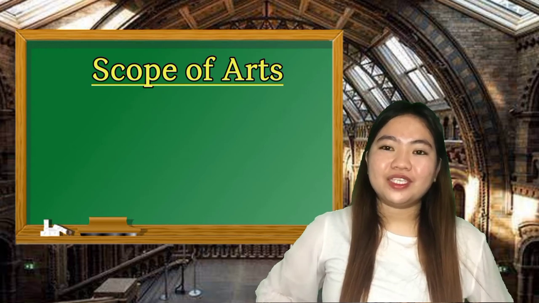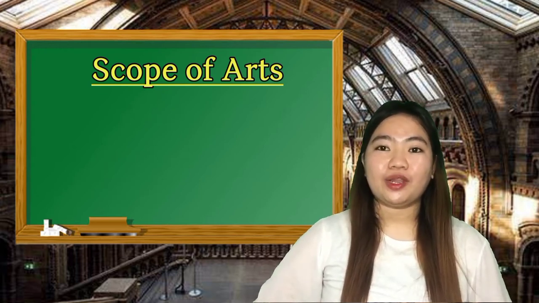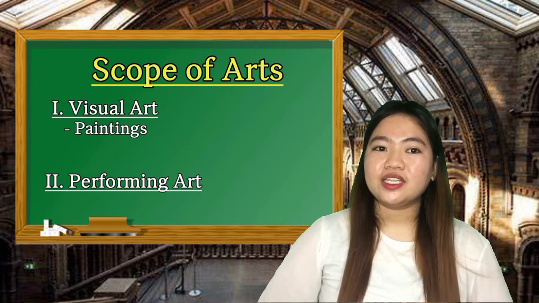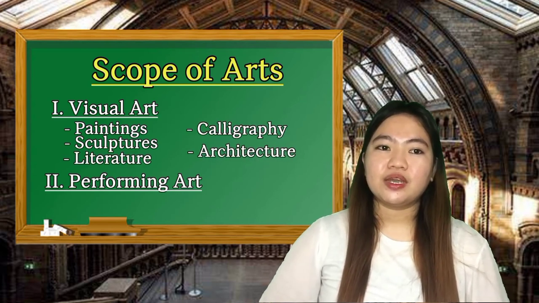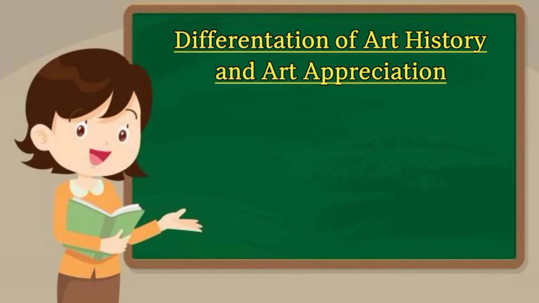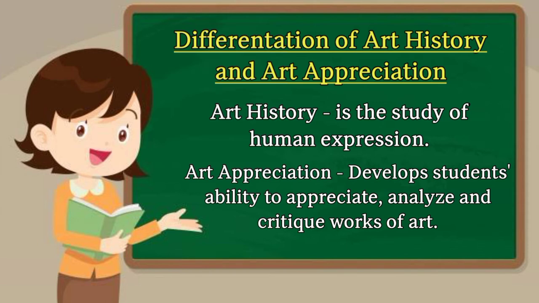Now let's talk about the scope of arts. There are different forms of art, and we consider these two classes, the visual arts and the performing arts. Visual art includes painting, sculpture, literature, calligraphy, and architecture. Performing art includes dance, music, and drama. To differentiate art history and art appreciation: art history is the study of human expression, while art appreciation develops students' ability to appreciate, analyze, and critique works of art.